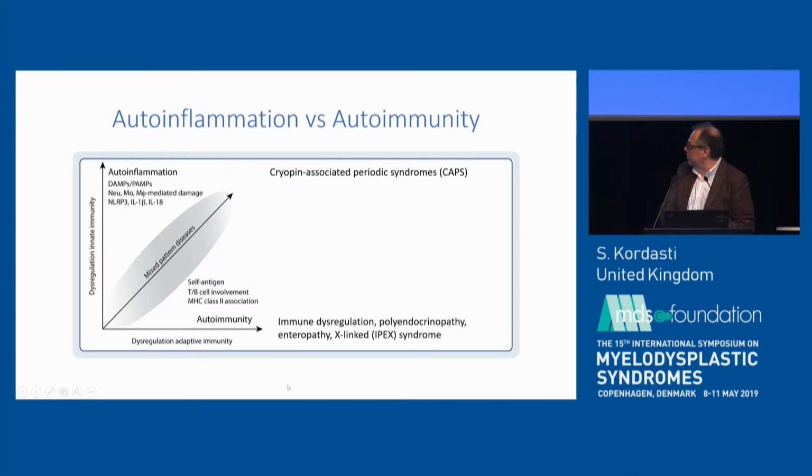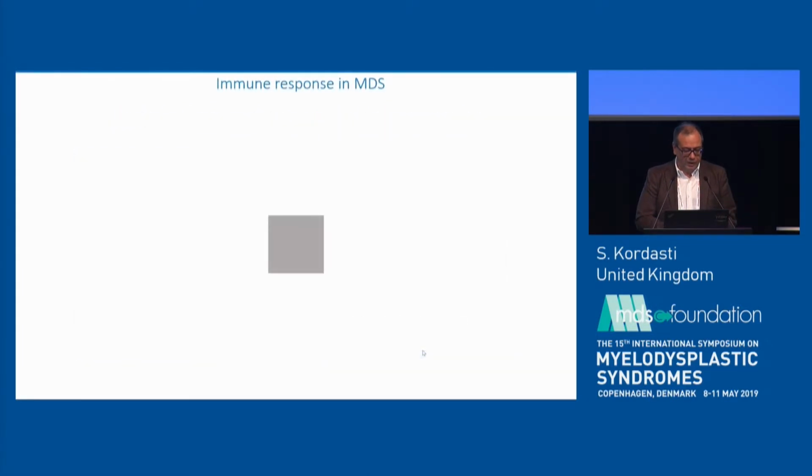Whereas when we talk about autoimmunity, it's very much the adaptive immune response. So immune dysregulation of autoimmunity is very much adaptive immunity, related to T cells and B cells. And the extreme example of that is IPEX syndrome. So when we talk about this, we need to be clear which one we are talking about. And what about MDS?